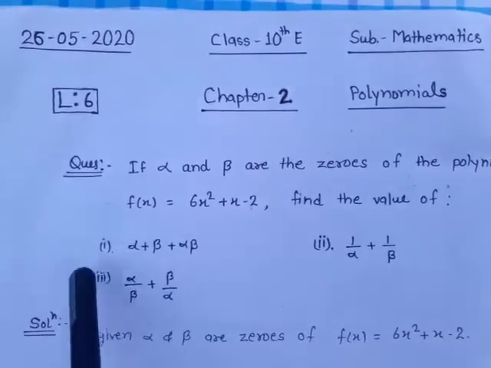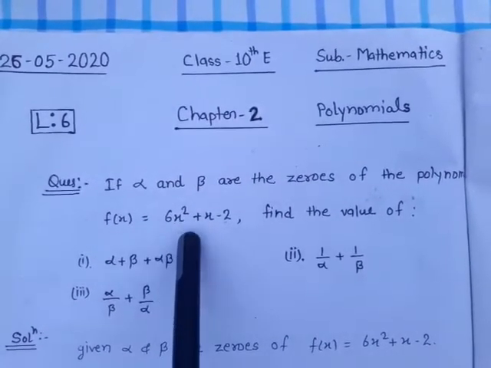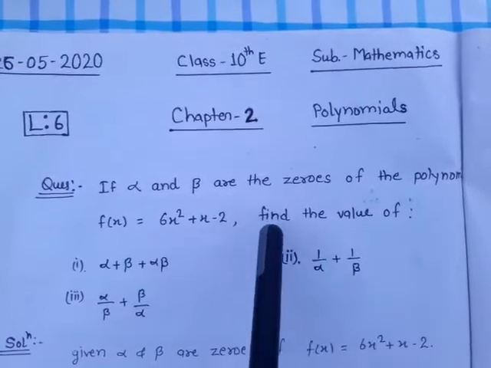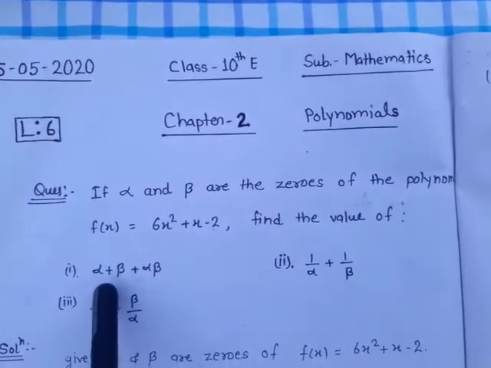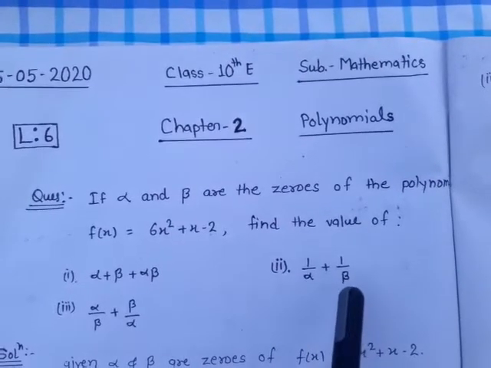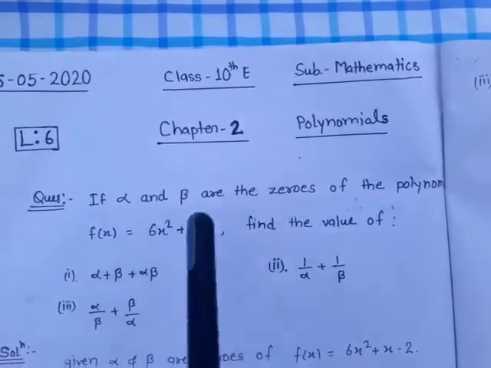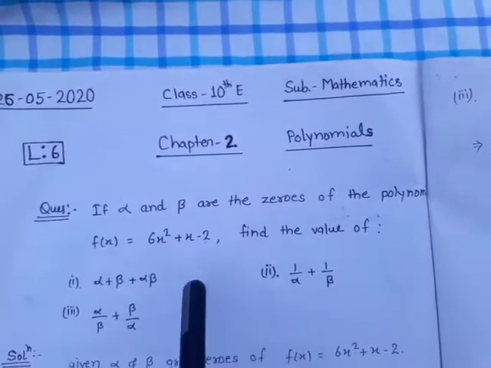Our first question is: if alpha and beta are the zeros of the polynomial f(x) equal to 6x square plus x minus 2, find the value of first, alpha plus alpha beta; second, 1 upon alpha plus 1 upon beta; third, alpha upon beta plus beta upon alpha. Now, solving this type of question, first we write the given.